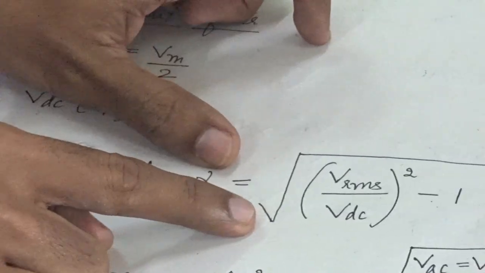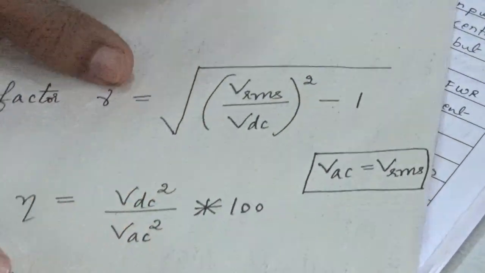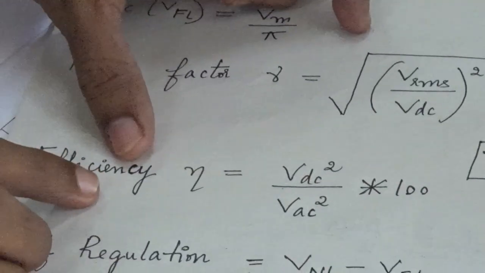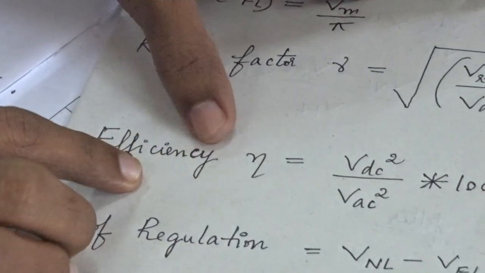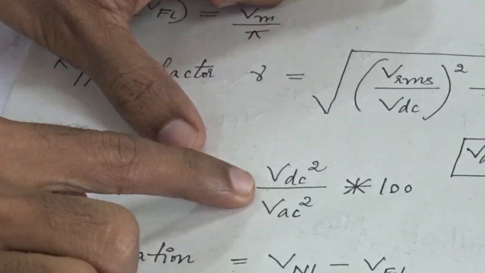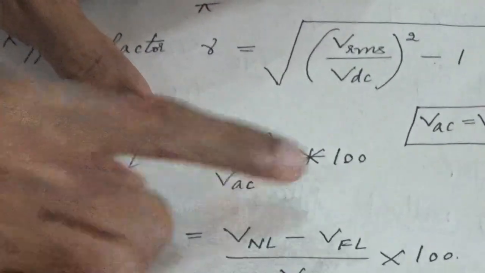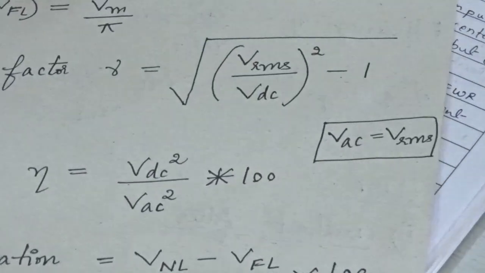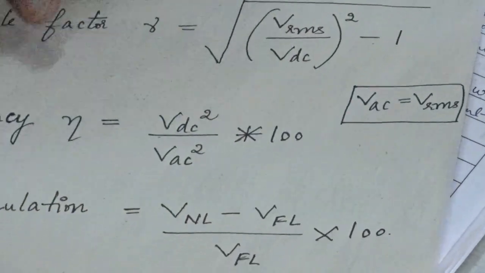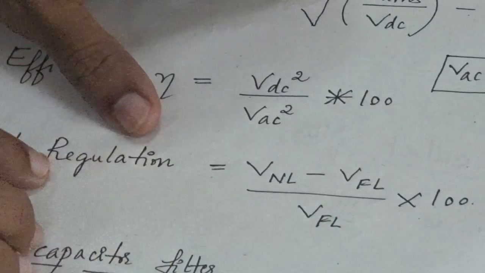Ripple factor is equal to square root of (Vrms divided by Vdc) whole square minus 1, and then find out the efficiency value. The formula is eta is equal to V suffix DC square divided by V suffix AC square. So V suffix AC value is nothing but the Vrms value, multiplied by 100, and then percentage of regulation. Find out the percentage of regulation.